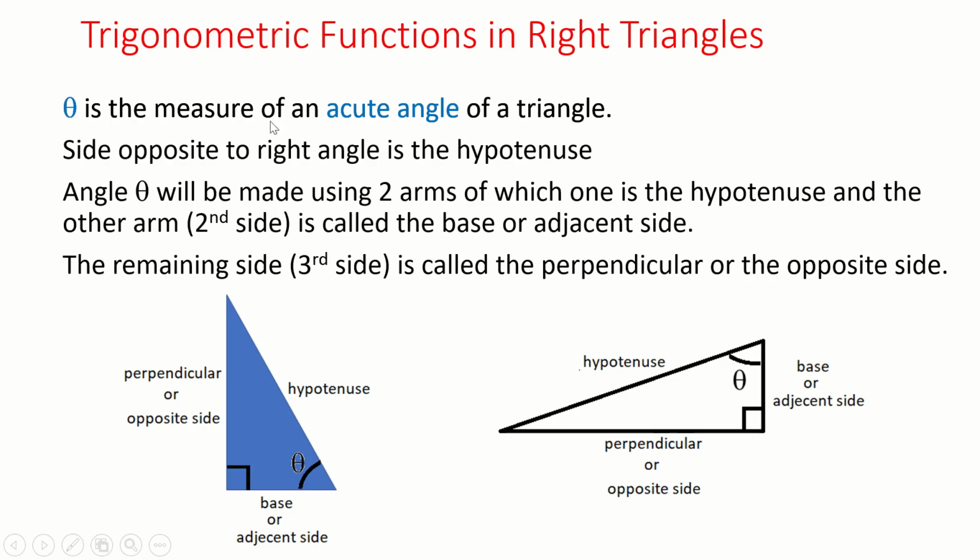So what have we learned in this? We have learned theta is an acute angle. The side opposite to the right angle is the hypotenuse. The second side or the other arm is called the base or the adjacent side. And what was the third side called? Perpendicular or the opposite side.